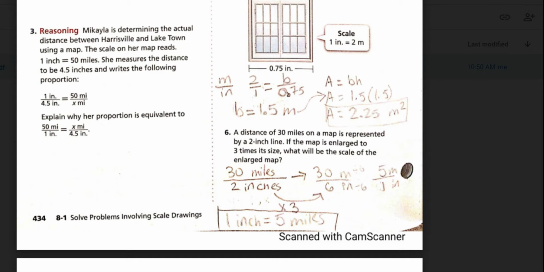Then all we're doing is reducing it. So we're going to divide top and bottom by 6. So 5 miles is 1 inch. And they like smaller to bigger. So we have 1 inch equals 5 miles.